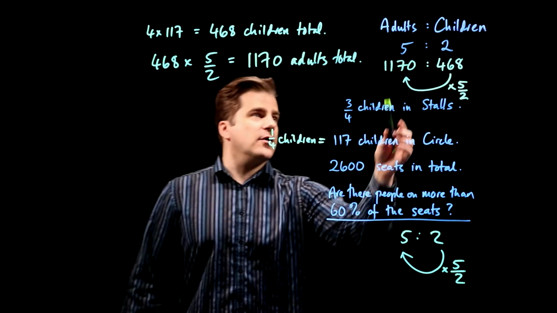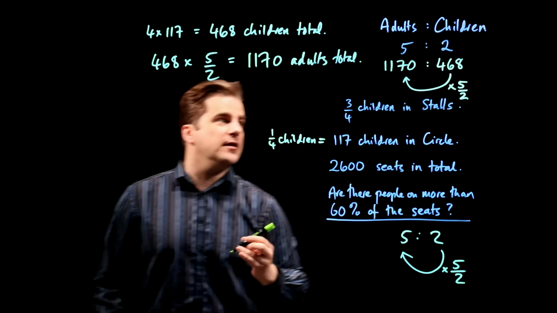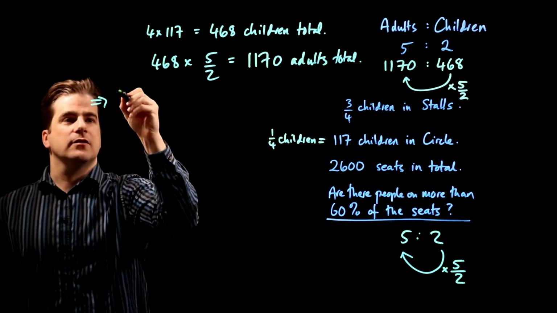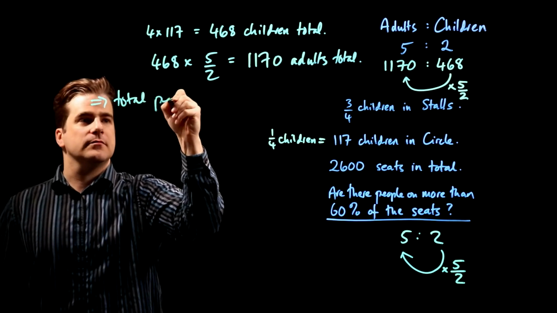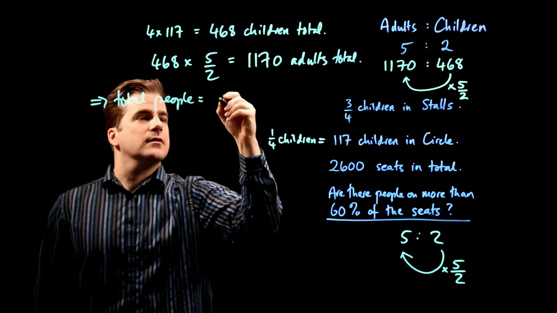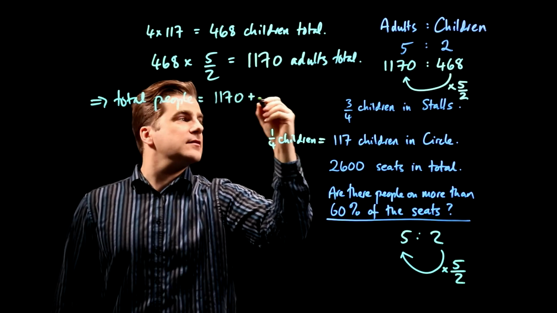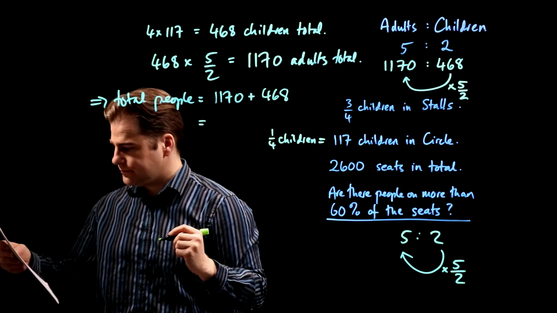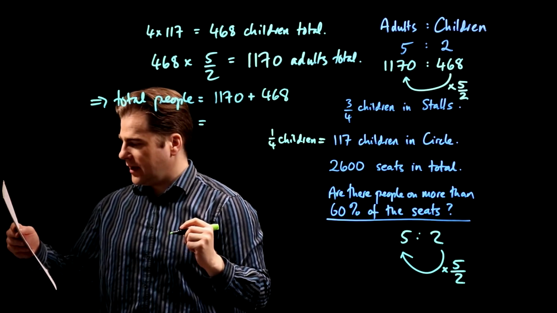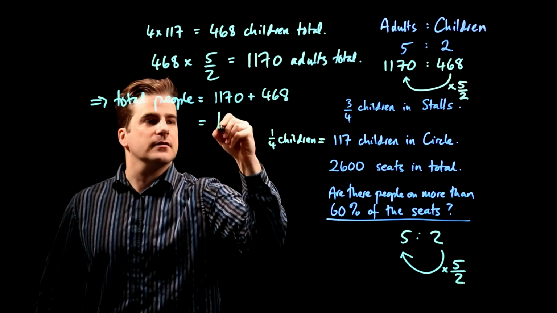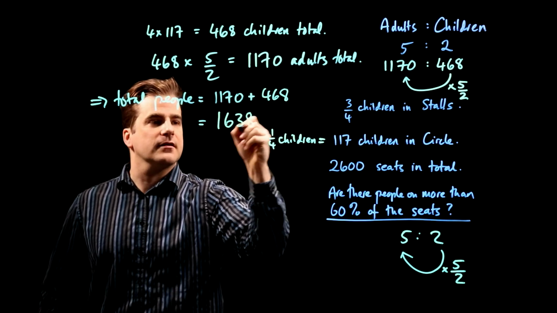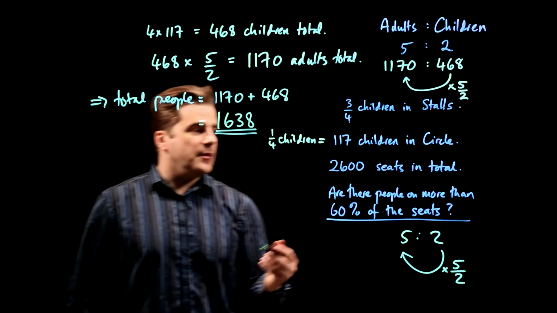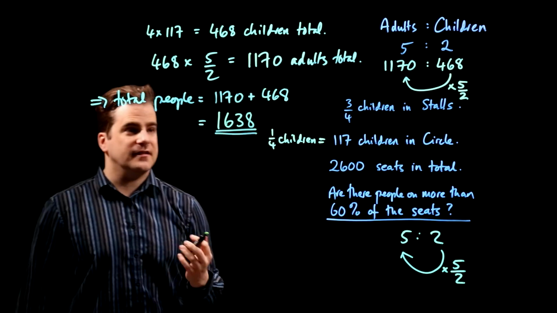Great. So we've got the total number of adults and total number of children. So add them together to get the total number of people. So therefore, total people is 1170 plus 468. And that is, too lazy to do it in my head, 1638. Good, okay, so we know the total number of people, and we know there are 2,600 seats.